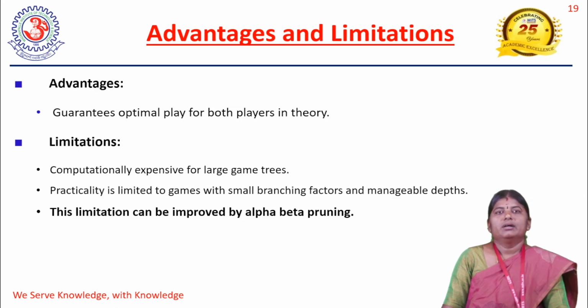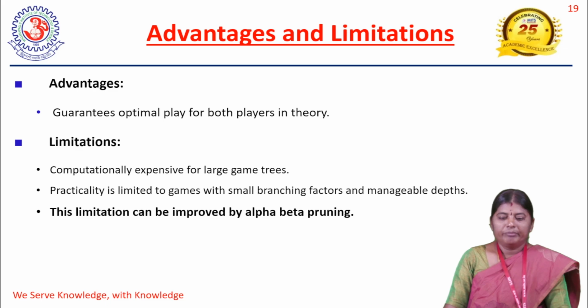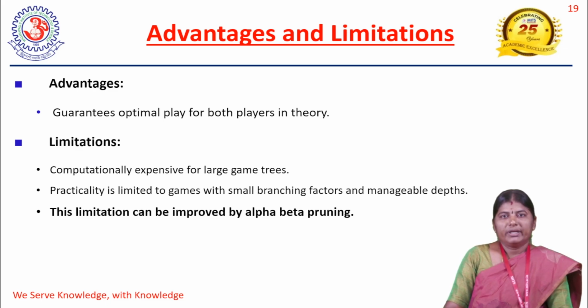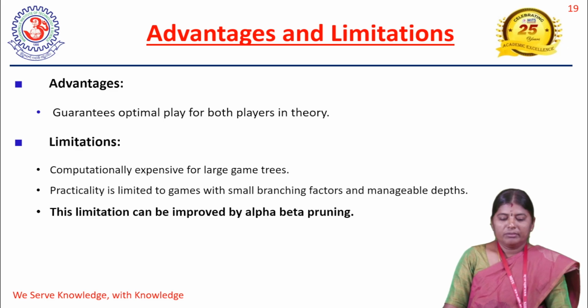At last, we come to the end of the slide, the end of the presentation: advantages and limitations. What are the advantages? The Minimax algorithm can be applied to board games, simple board games, strategy games. It guarantees optimal play for both players. Limitations: computationally expensive for a large game tree. As we know, this can be applied to tic-tac-toe as well as chess.